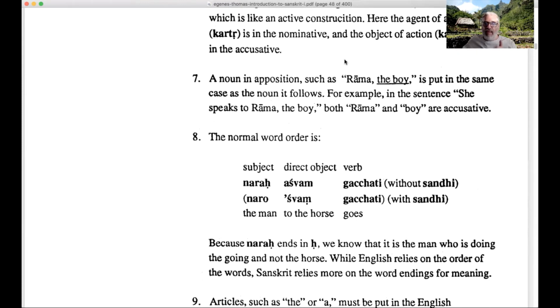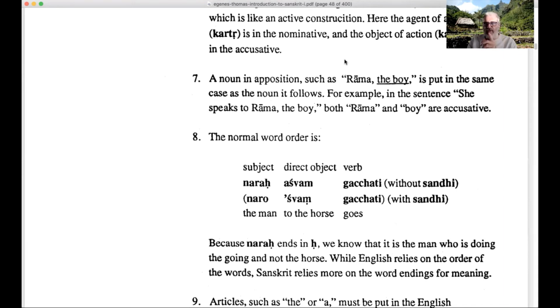Okay, so now a noun in apposition. What is a noun in apposition? That's a fancy way of saying where you put two nouns together and one noun is more or less like an adjective. It describes the other noun. So you have two nouns that are in the same case. Don't get confused about that. A noun in apposition means there are two nouns in the same case, usually nominative here, or it could be accusative, whatever it is.